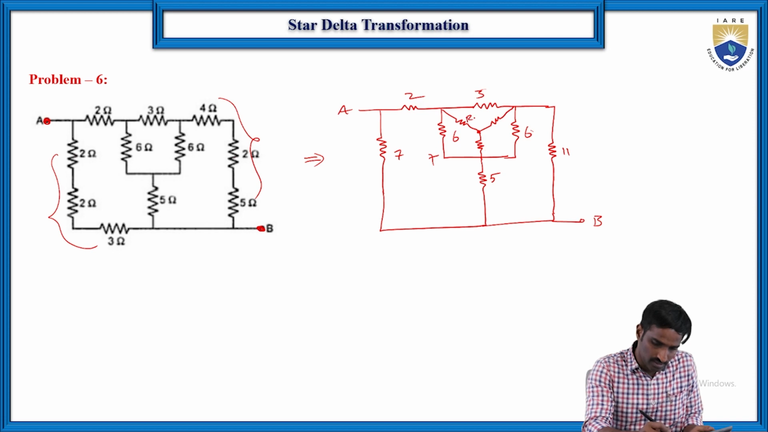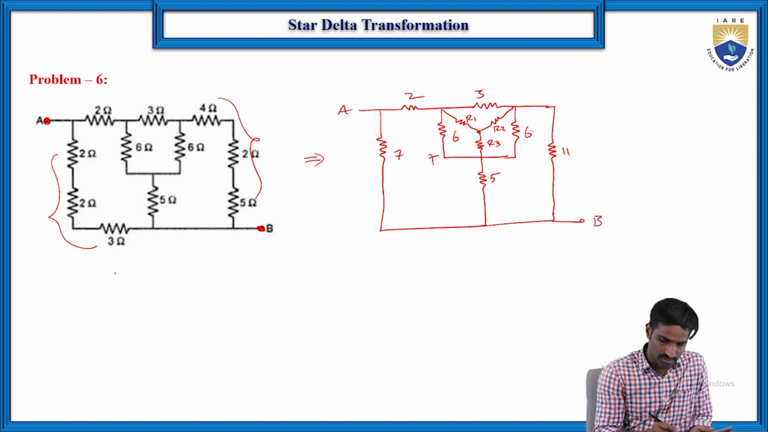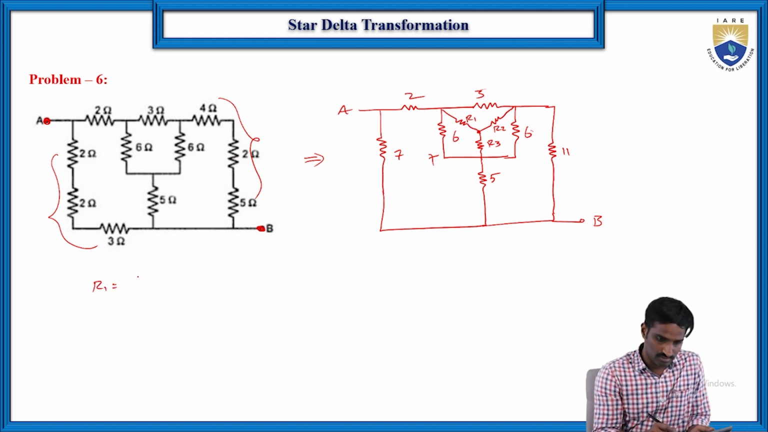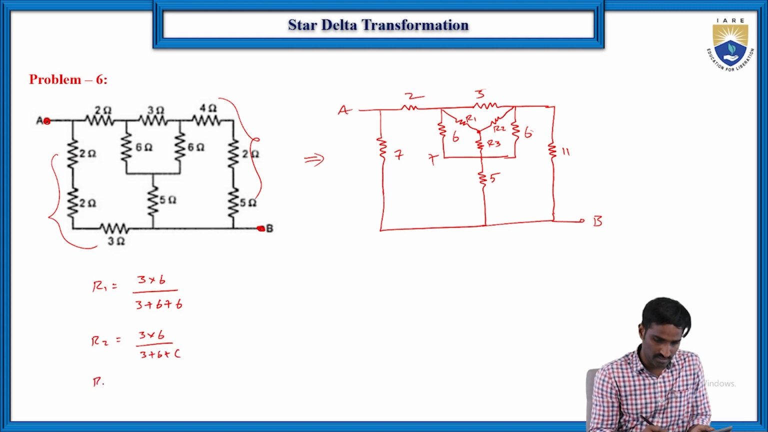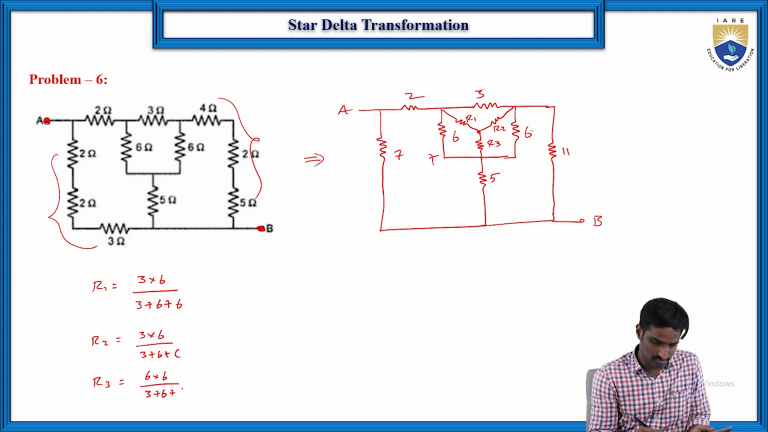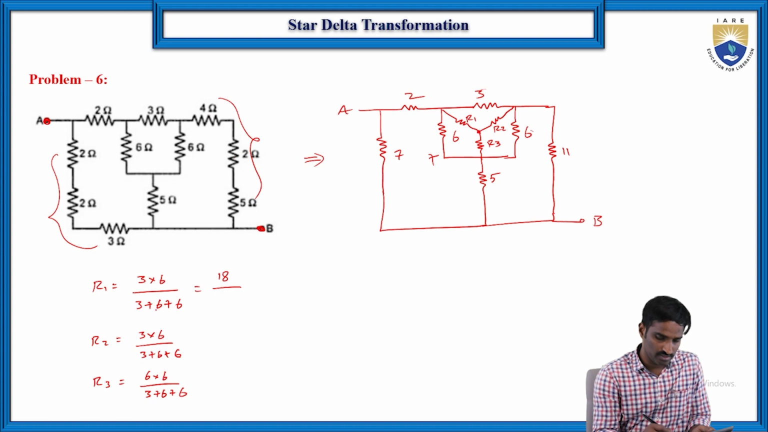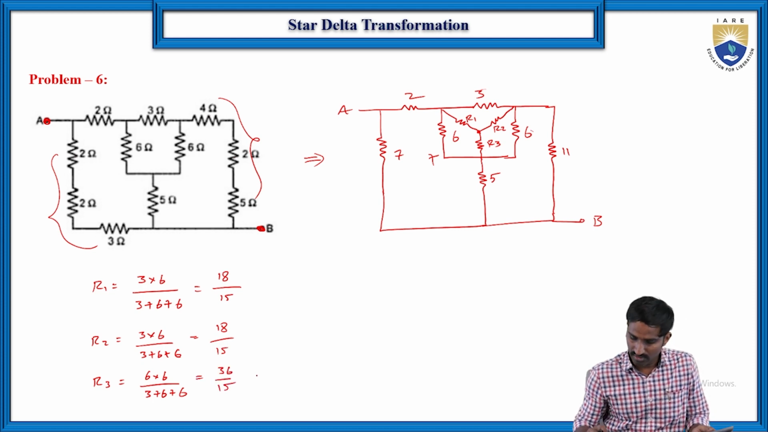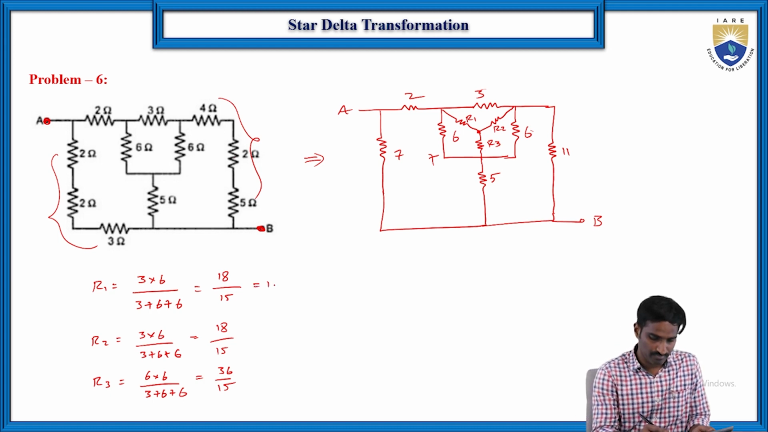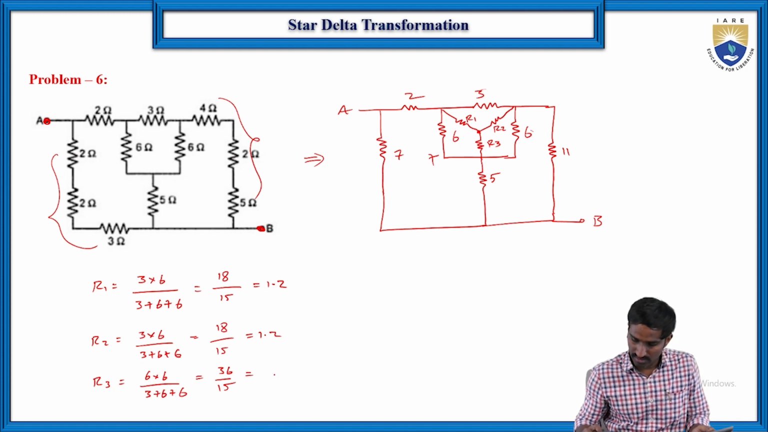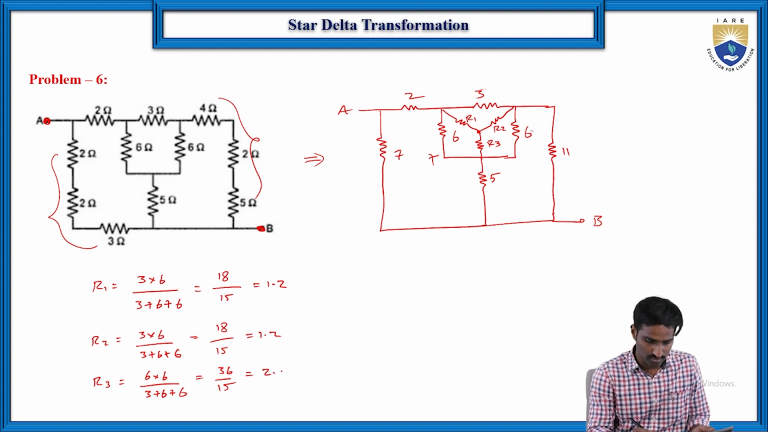Now let us consider, here it is R1, R2, and R3. So here R1 is equal to 3 into 6 by 3 plus 6 plus 6, and R2 is also equal to 3 into 6 by 3 plus 6 plus 6, and R3 is equal to 6 into 6 by 3 plus 6 plus 6. Then here 18 by 6 plus 6, 12, and 15. So here again 18 by 15, and here 36 by 15. Then 18 divided by 15 is equal to 1.2, and here also it is 1.2, and here 36 divided by 15 is equal to 2.4, right?